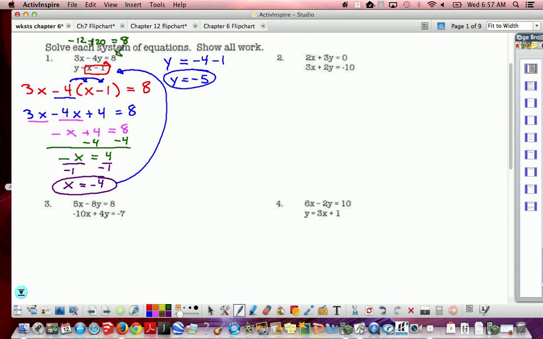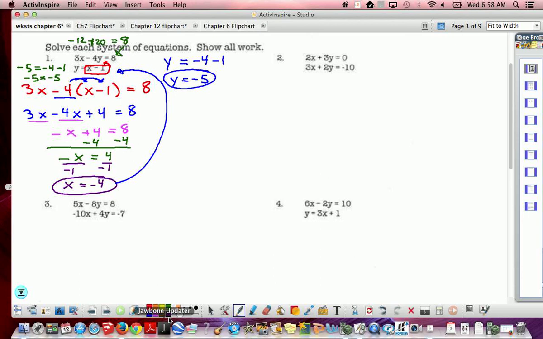Check the other one though. It might work for one or not the other. This one here, does negative 5 equal negative 4 minus 1? Well, negative 4 minus 1 is negative 5. That one checks out. So I know my number 1 is exactly correct. All right, moving on to number 2.